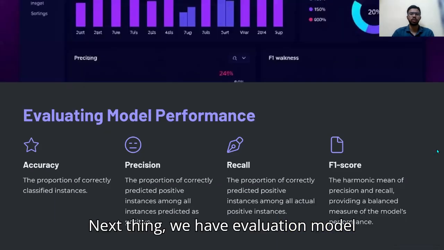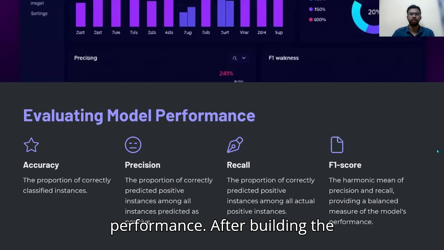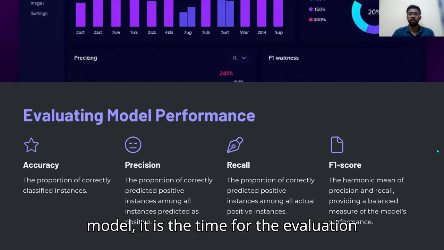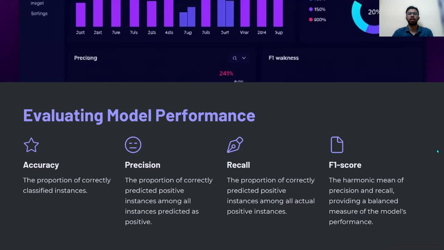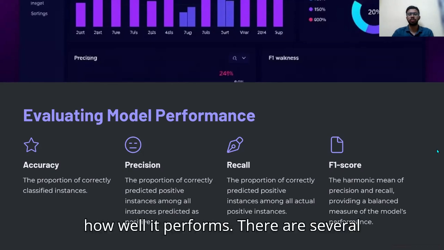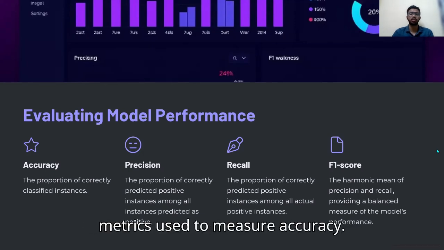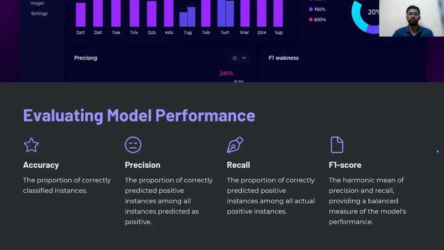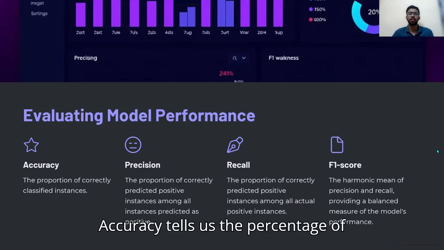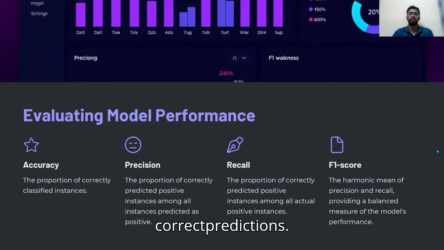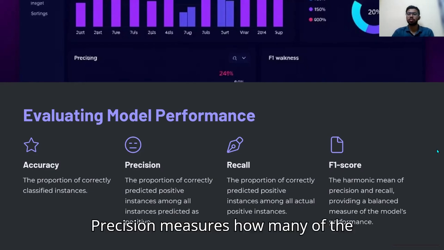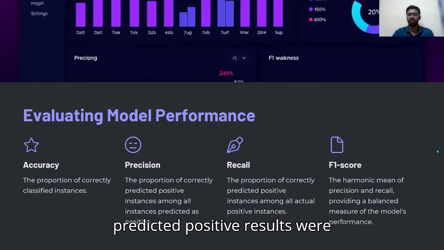Next we have evaluating model performance. After building the model, it is time to evaluate how well it performs. There are several metrics we use to measure this. Accuracy tells us the percentage of correct predictions. Precision measures how many of the predicted positive results were actually positive.